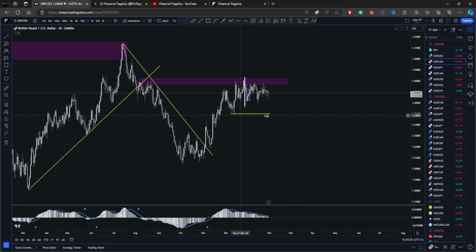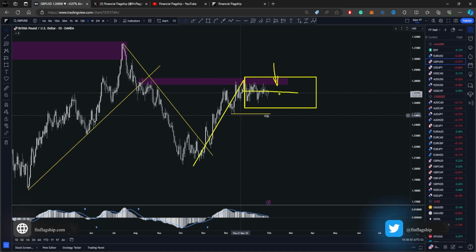So we have here this pullback. You can see the price action here is sideways. We had this sharp wave up and now the trend is correcting. Okay, so as you may already know, the trend here should be towards the upside. We should get a continuation and break this top here, confirming the uptrend.